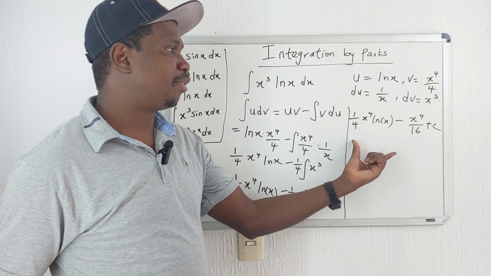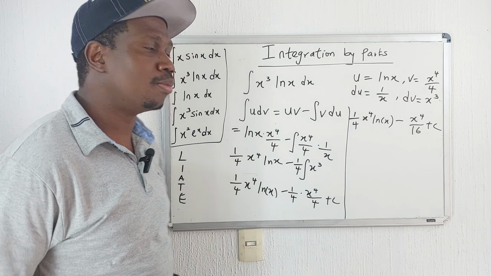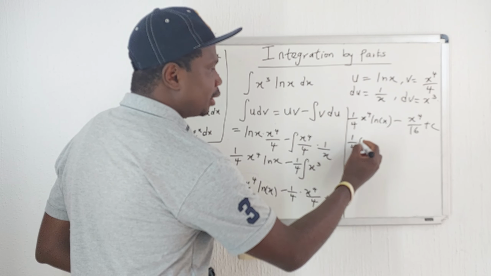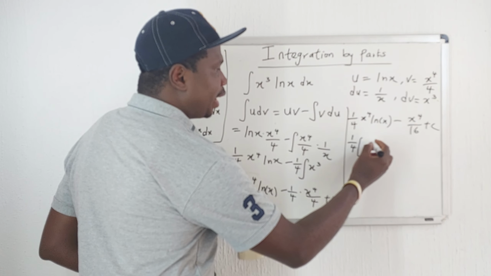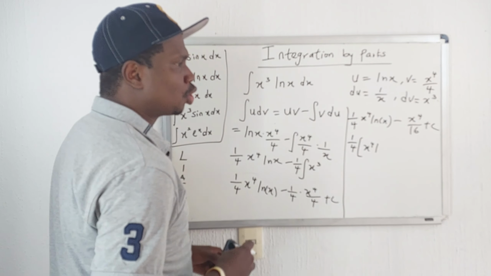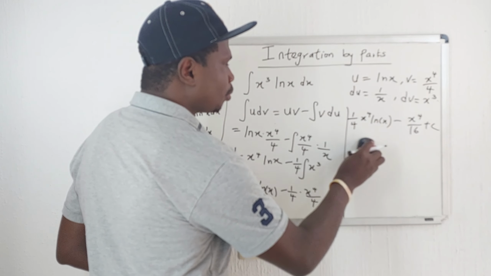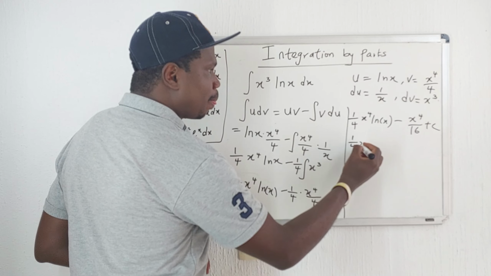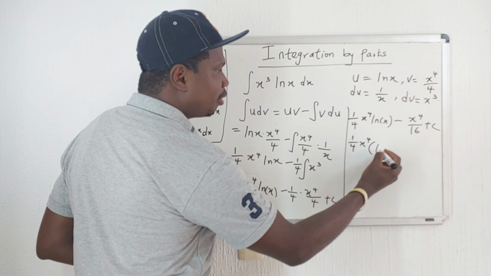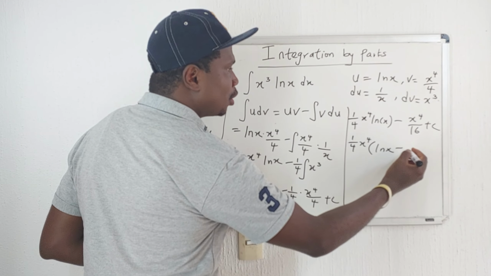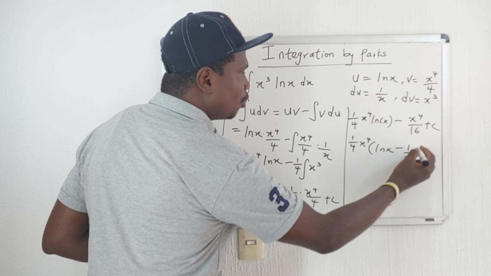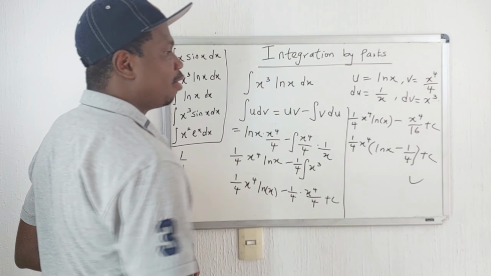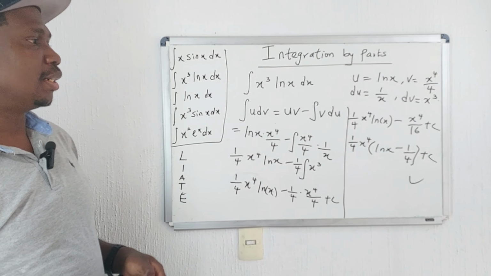If I want, I can still simplify because 1 over 4 is common in both places. So I have 1 over 4, factorizing, x to the 4, oh sorry, 1 over 4 x to the 4 is common. I have ln x minus 1 over 4 plus c. So this should be our final answer.